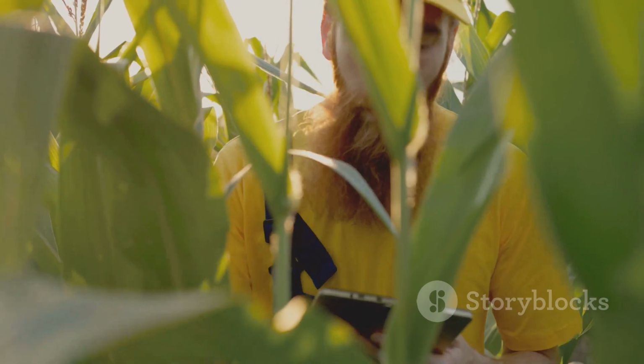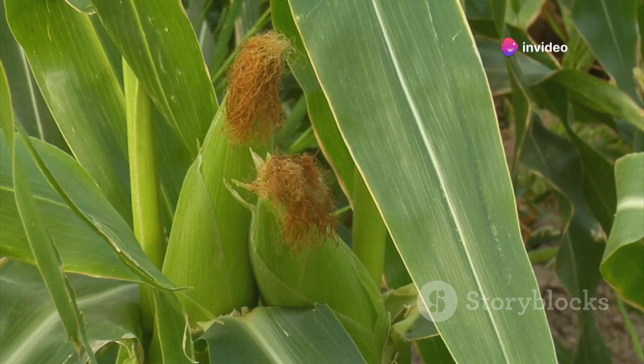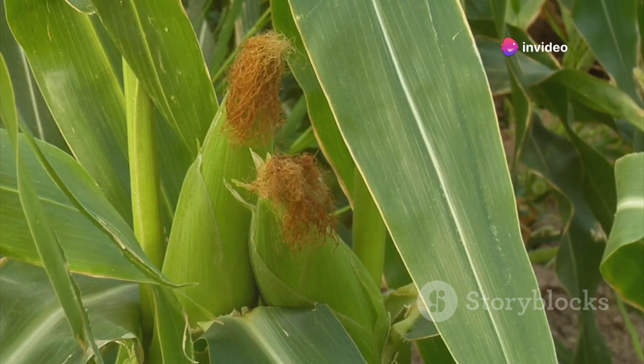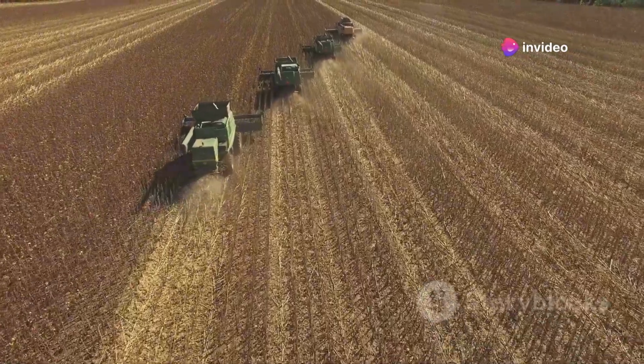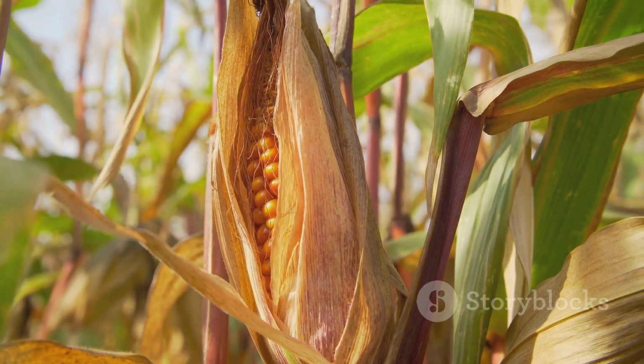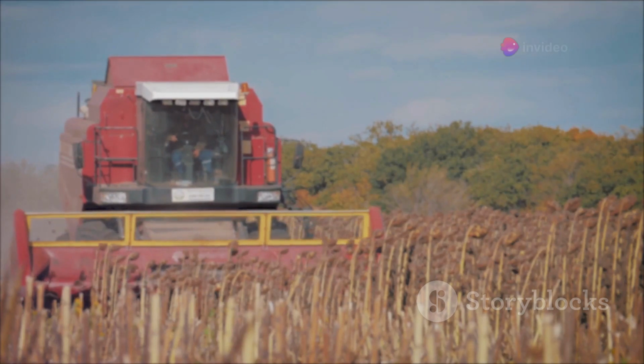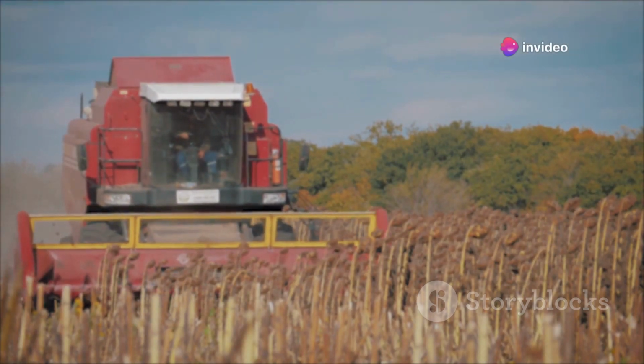One of the main benefits of GMOs is increased yield. This means that GMO crops can produce more food per acre than traditional crops. This is important because it helps farmers meet the food demands of a growing population. For example, genetically modified corn can produce more ears per plant. This means that farmers can harvest more corn from the same amount of land.